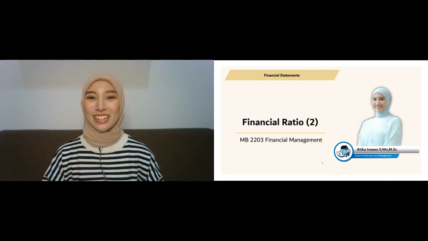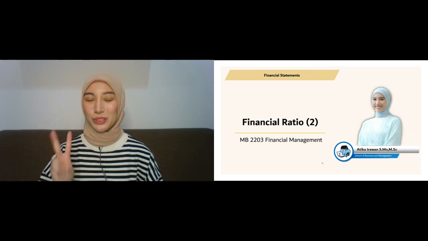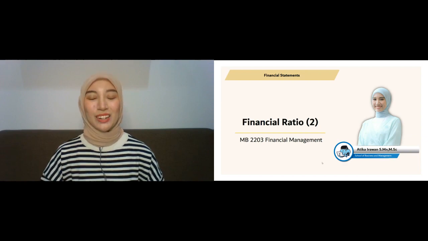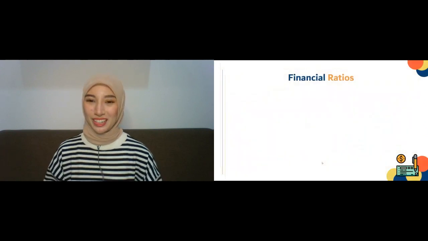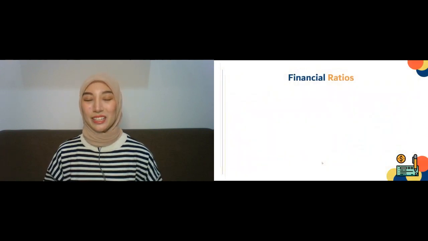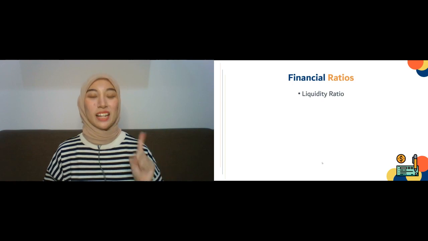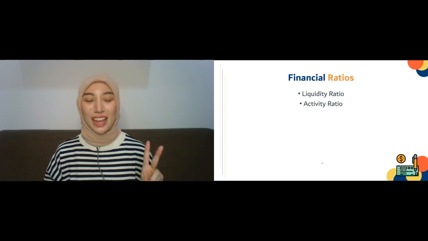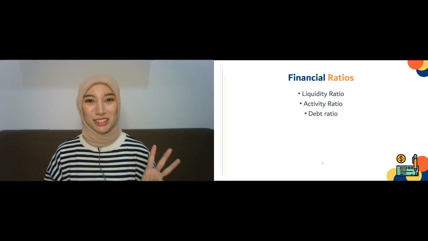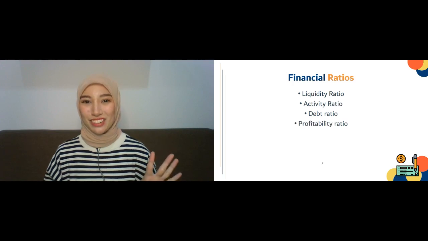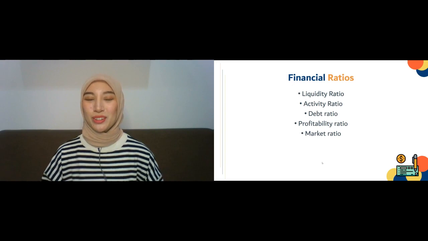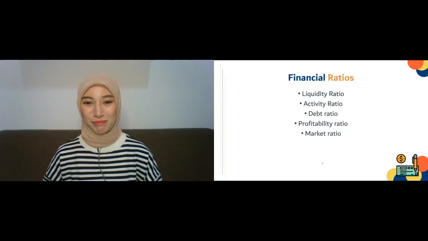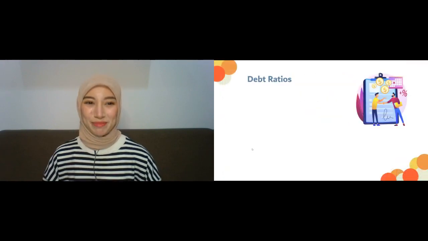In the previous session, I talked to you about two financial ratios. Now let's move on to the other ratios. As we know, financial ratios are divided into five categories: liquidity ratio, activity ratio, debt ratios, profitability ratio, and the last one, market ratio. In this session, we will talk about the last three ratios. So let's begin with debt ratio.